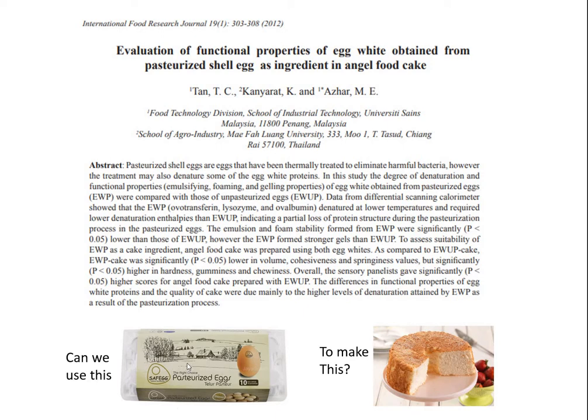Can we use this particular pasteurized egg, which is basically what the industry does? They let the whole eggs undergo pasteurization to kill microorganisms, a certain level of destruction of microorganisms, before they sell it to the market. This is very different from ordinary unpasteurized egg. So there were two egg white proteins used: one is EWP, unpasteurized, and another is EWP, pasteurized egg white, to make this angel food cake.